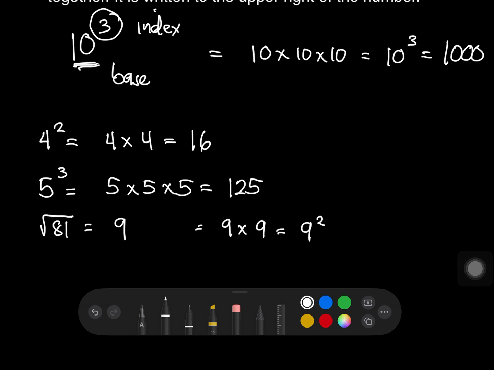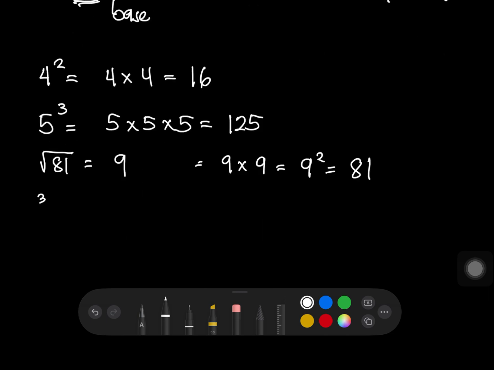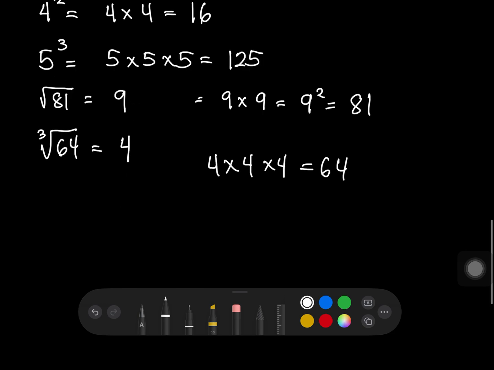And then when you get the square root of 81, that is equal to 9. And if you have the cube root of 64, that is equal to 4. Why? Simply because it is the same as 4 times 4 times 4, and that is equal to 64. How about the cube root of 1? Very good. Of course, it is equal to 1. Why? Because 1 times 1 times 1 is equal to 1.